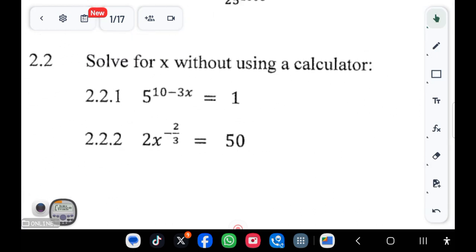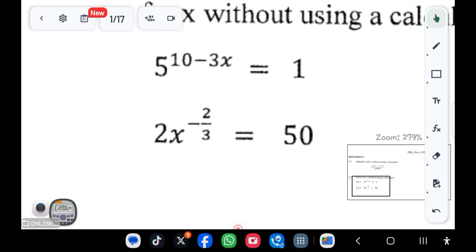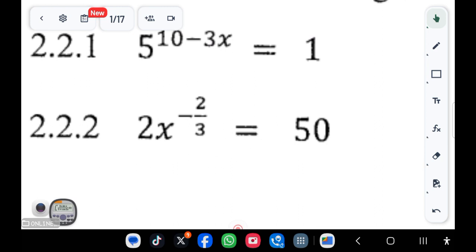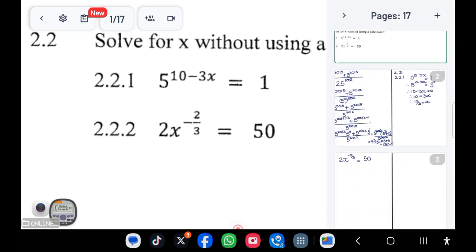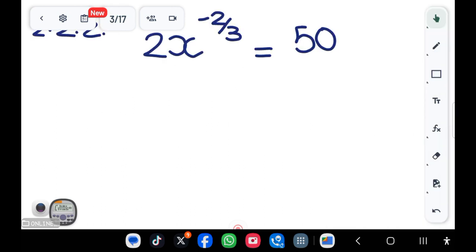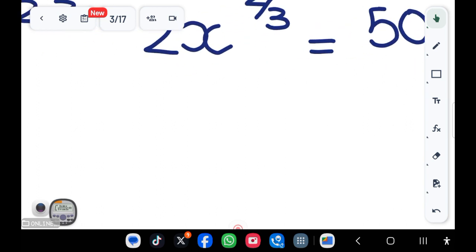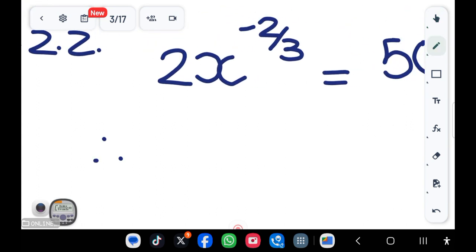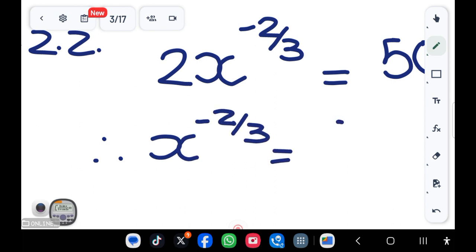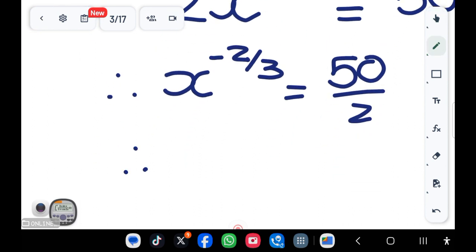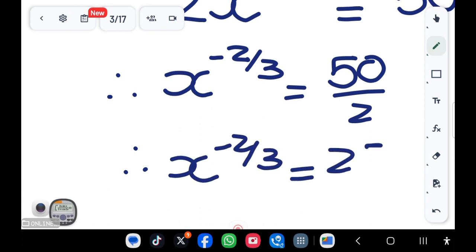Next question: solve for x without using a calculator. 2x to the power of negative 2 over 3 equals 50. This one we first of all treat like your normal linear equation. Step number 1, we divide both sides by 2. Therefore that becomes x to the power of minus 2 over 3 equals 50 divided by 2. 50 divided by 2 happens to be 25. So that is x to the power of minus 2 over 3 equals 25.